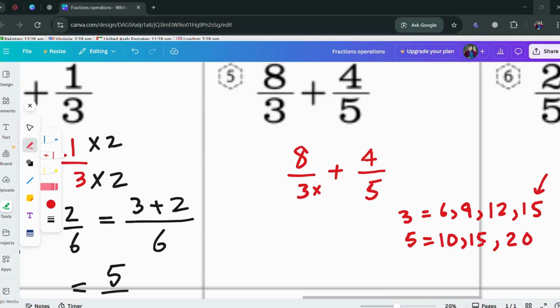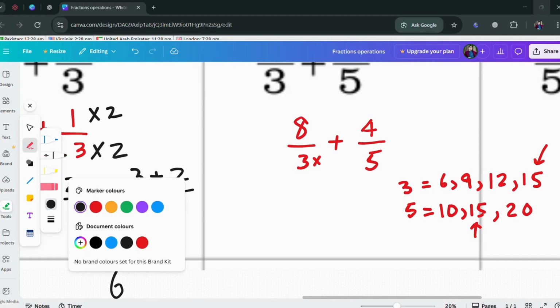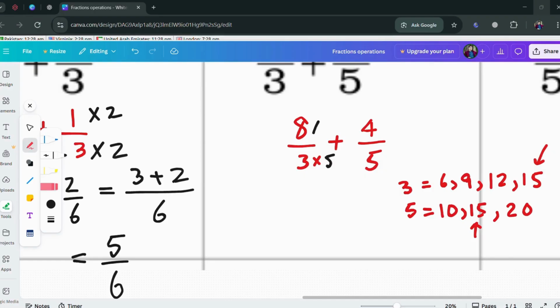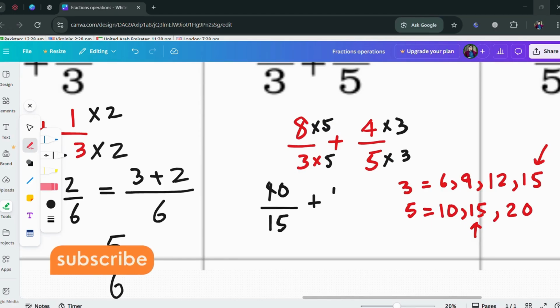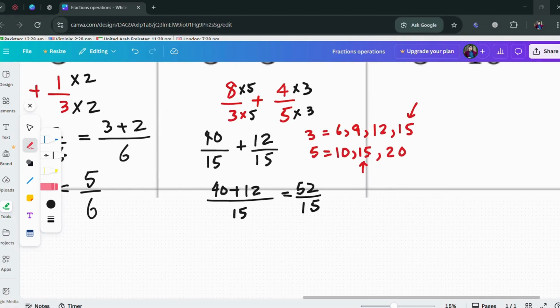So I already got 15 over here. That's the least common multiple over here. So in order to get that, I will multiply by 5 on both sides, and with the 5 I'm going to multiply 3 on both sides, right? So in this way I will get 8 times 5 is 40 divided by 3 times 5 is 15, plus 4 times 3 is 12 and 5 times 3 is 15. So I got the common denominator already. 40 plus 12 is going to be equivalent to 52 over 15. So that's going to be my answer for this one.